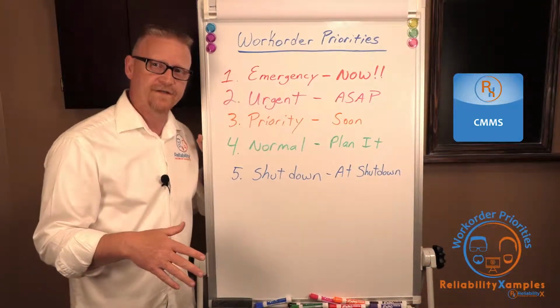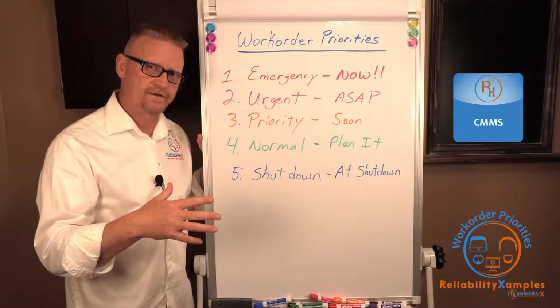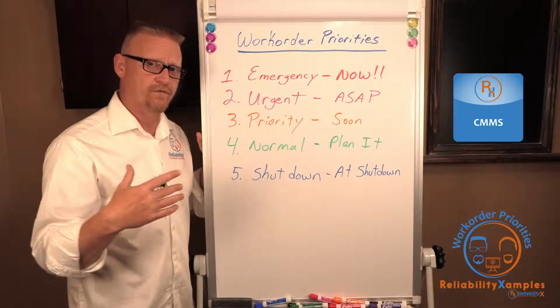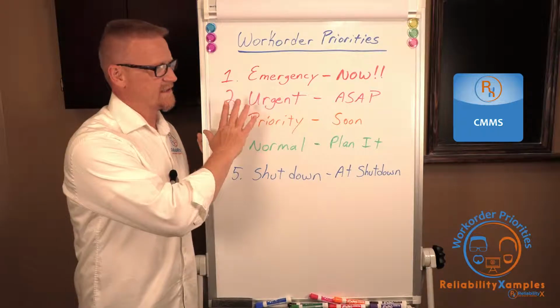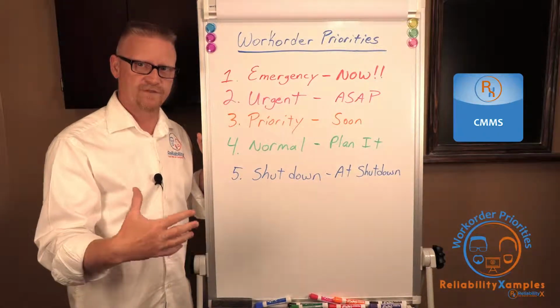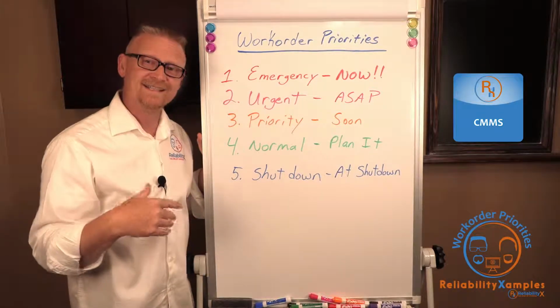So the priority field inside your CMMS is associated with the work order typically, although it can pass over from the PM module. We're not really going to discuss that today. But essentially it tells you how fast you have to respond to a work order. And so first up for us is an emergency.